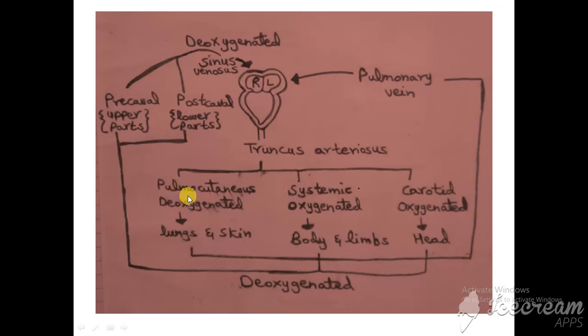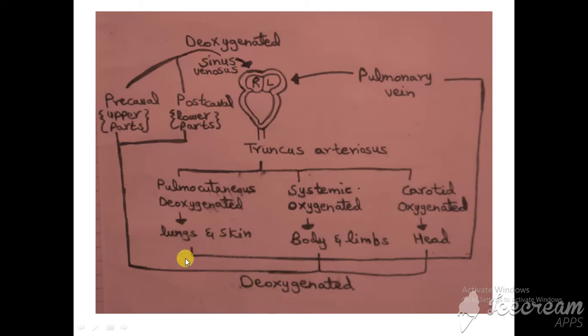Pulmo is for the lungs, cutaneous is for the skin, for the purpose of oxygenation. And the oxygenated blood will enter the systemic vessels and the carotid vessels. From the systemic vessels, the oxygenated blood will enter the body and limbs. From the carotid vessels, the oxygenated blood will enter the head. The deoxygenated blood will go either to the lungs or the skin for the purpose of oxygenation.